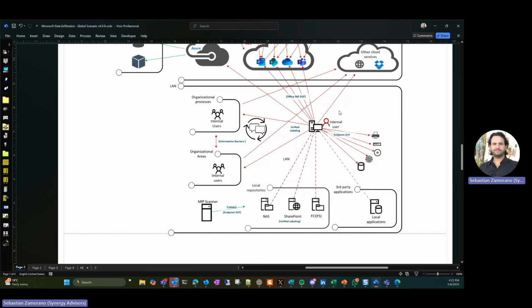That is these complex sensitive information types, and through the data classifiers, we can use sensitive information types using regular expressions, keyword dictionaries or functions, or trainable classifiers, or document fingerprint, or exact data match.